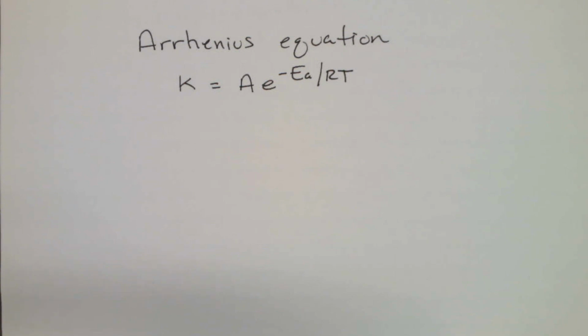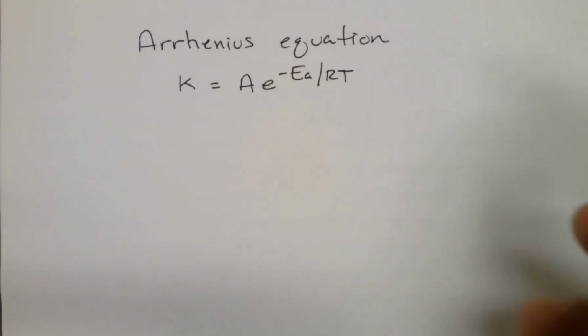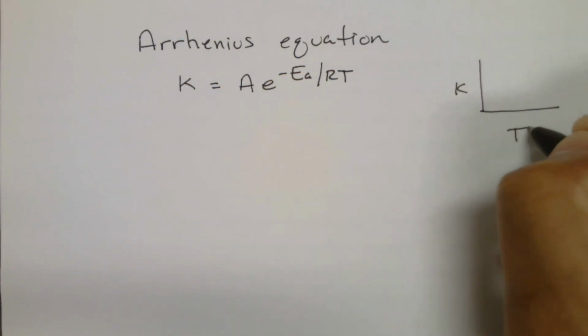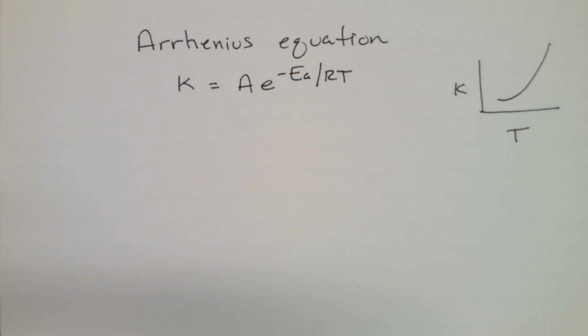As I showed in my earlier video, if I plot the rate constant versus the temperature, we would see an exponential growth. And this makes sense. The rate constant is exponentially dependent on the temperature. But what if we wanted to find the activation energy, Ea, of this reaction? We can simplify this equation to do this. And here's how we do it.